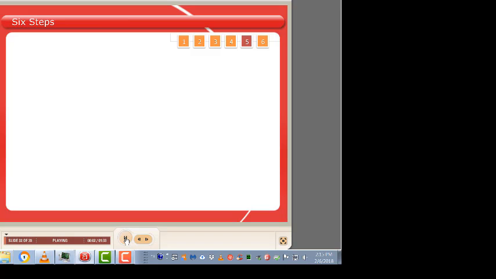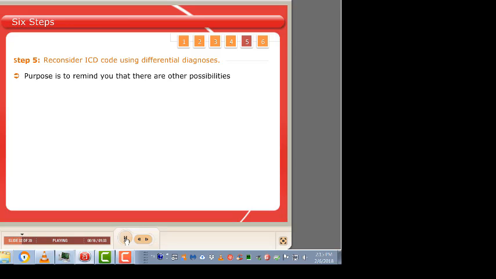Step 5 reminds you to reconsider differential diagnosis. This step is not intended to make you second-guess your ICD choice. Rather, it is only intended to remind you of other possibilities you may not have thought of. You will see in the software demonstration that these differential diagnoses conveniently appear when the ICD guidelines appear. Use your best judgment to retain your code.